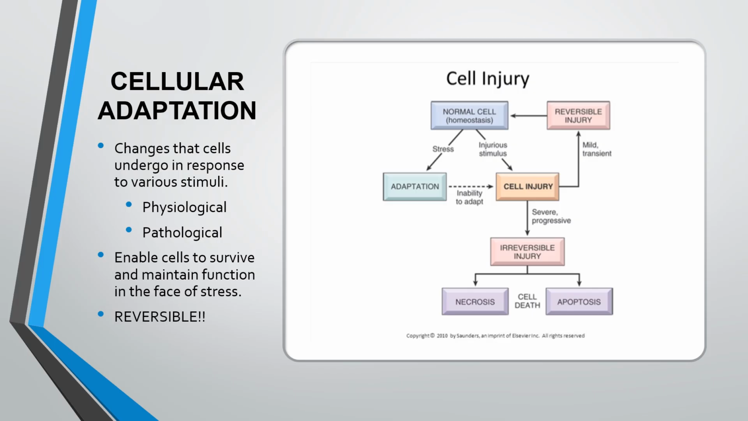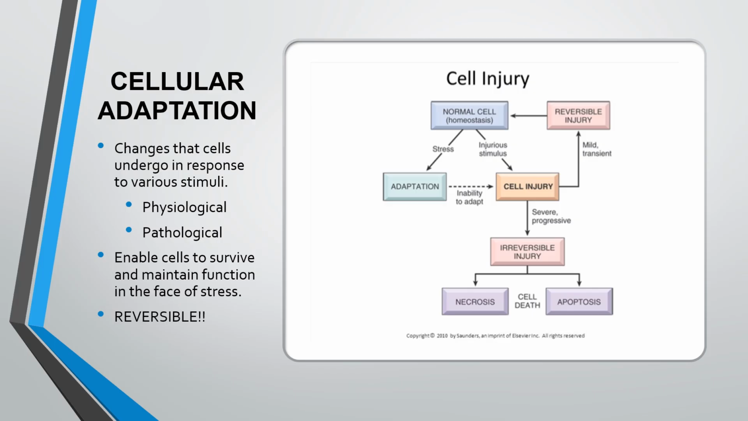Physiological adaptation is the body doing what it's supposed to do. It's a normal response to normal demands. Besides muscle hypertrophy from exercise, think uterine enlargement during pregnancy or bone marrow ramping up red blood cell production at high altitude. No injury, no disease, just the cells adjusting appropriately.